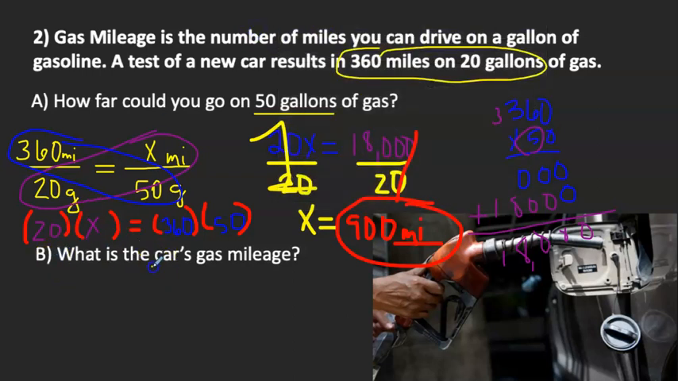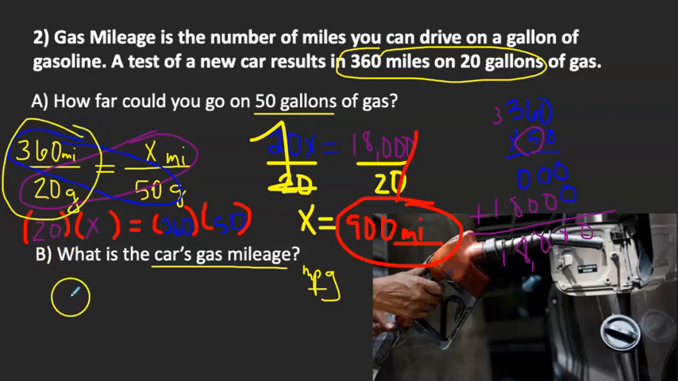Let's look at the second question. What is the car's gas mileage? So gas mileage is measured in miles per gallon. So they're asking us about a unit rate. When we say the word per, that's one of our clues, per or every, that they're asking about a unit rate. So I need to take miles and divide it by gallons, because to find a unit rate, you divide. So I can take this 360 and just divide it by 20.